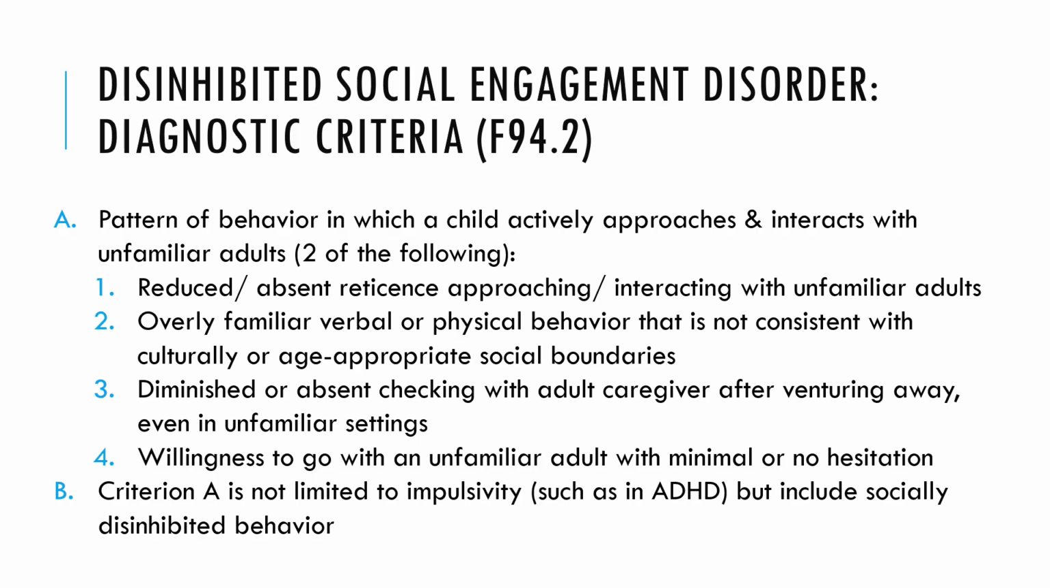Disinhibited social engagement disorder, the diagnostic criteria, the code is F94.2. You see a pattern of behavior in which a child actively approaches and interacts with unfamiliar adults. 2 of the following must be present: 1. Reduced or absent reticence in approaching and interacting with unfamiliar adults.